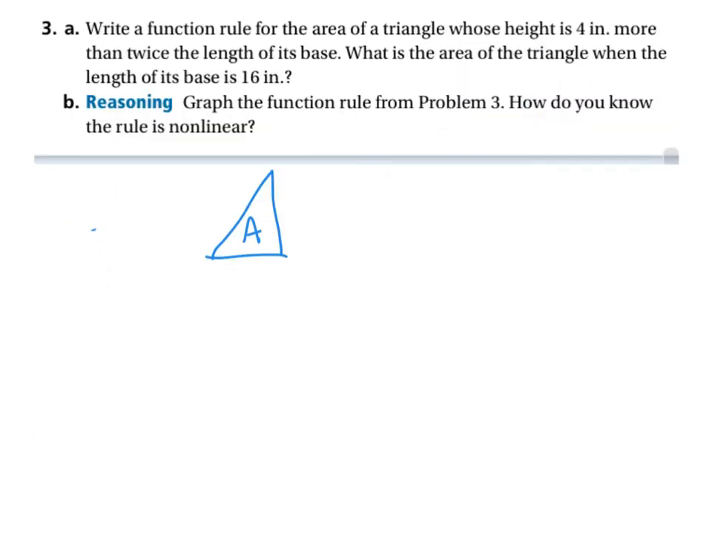Okay, so write a function rule for the area of a triangle whose height is 4 inches more than twice the length of its base. What is the area of the triangle when the length of the base is 16 inches? So that's a lot, right? It sounds like a lot of work. Like, oh my gosh, what do I do there?